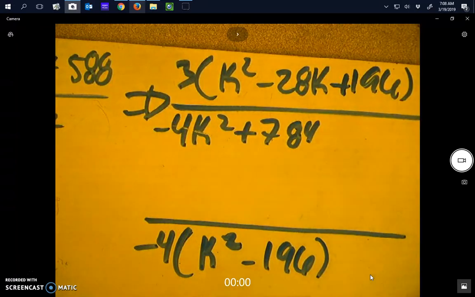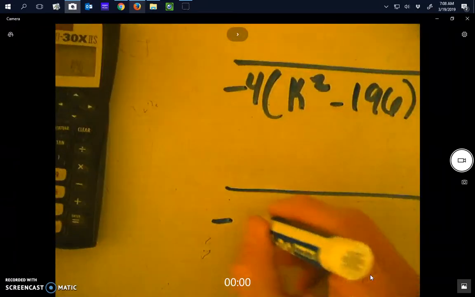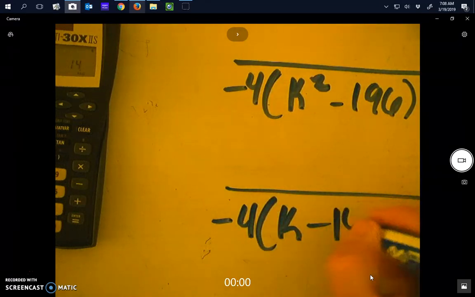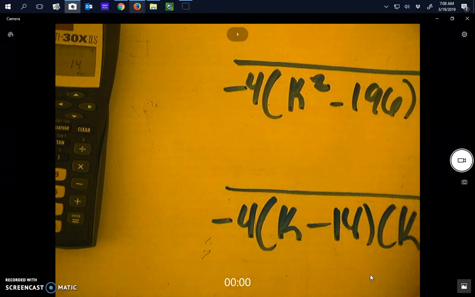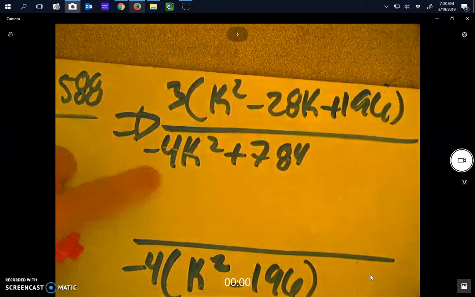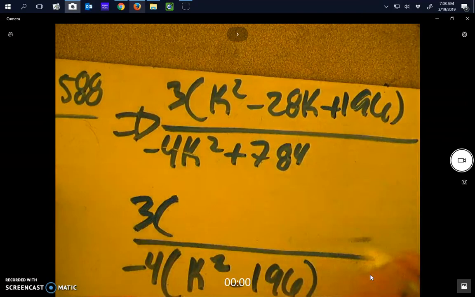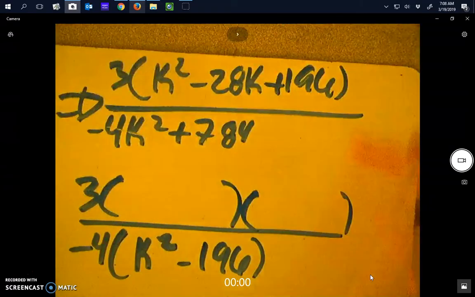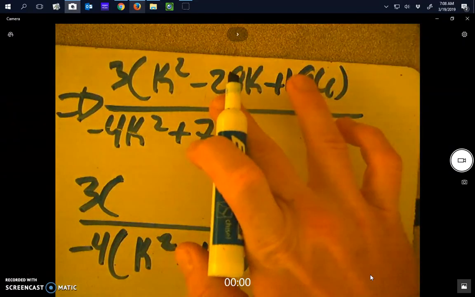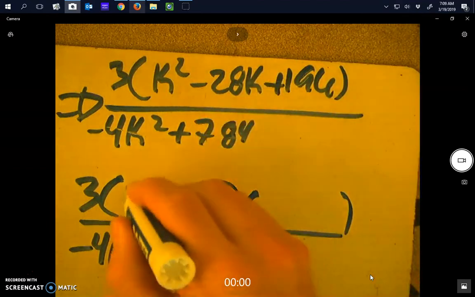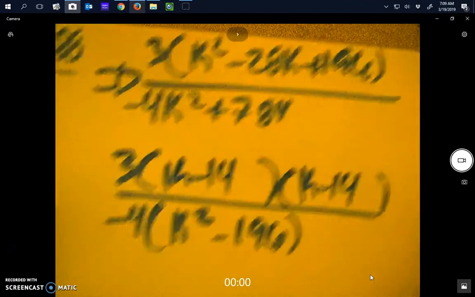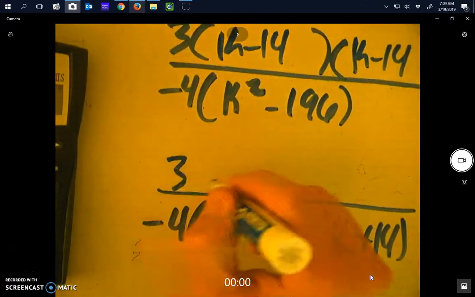So I'm going to factor the denominator again. So we have negative 4 times k minus 14 and k plus 14. All right, now we have to factor the numerator. We still have a 3 out here. Once again, I'm going to use the denominator as a hint. So minus and positive 14. So I actually already know what 196 is. We're going to get 2 negative 14s. K minus 14, k minus 14. So bring that down here again. 3.